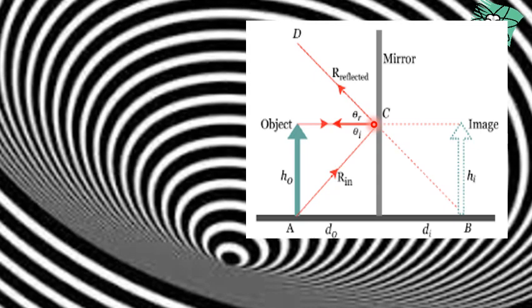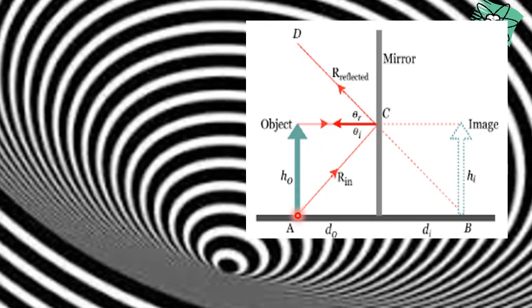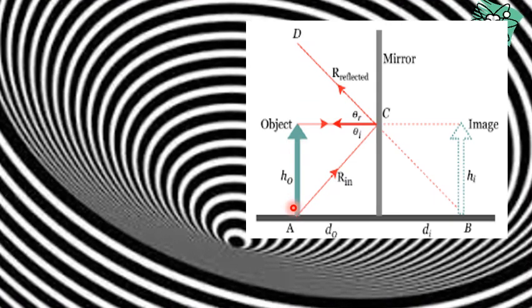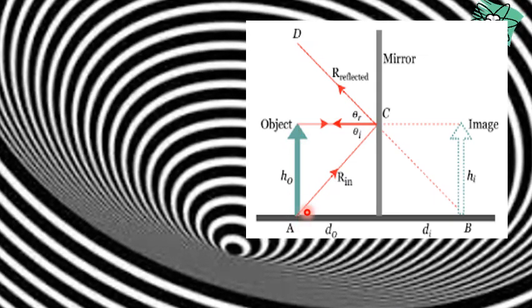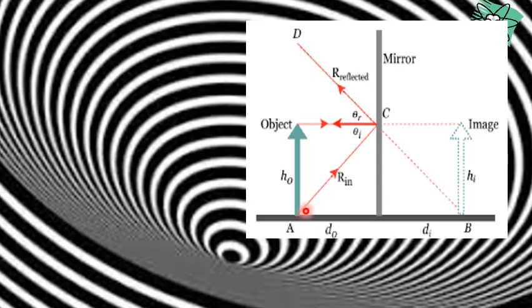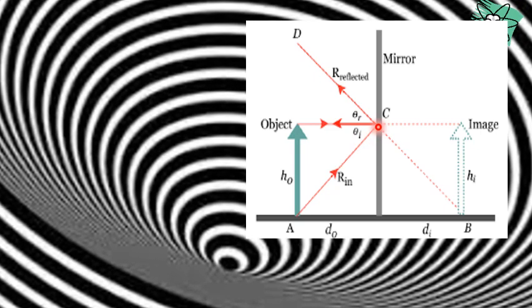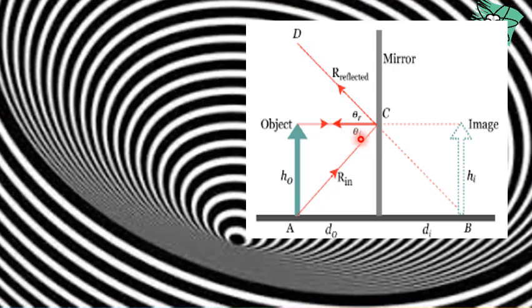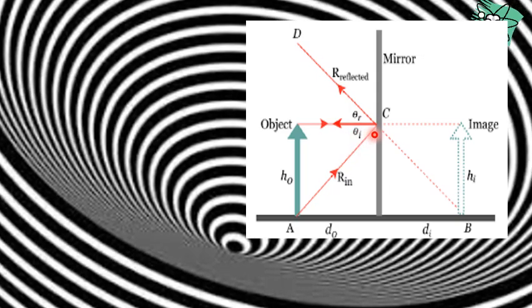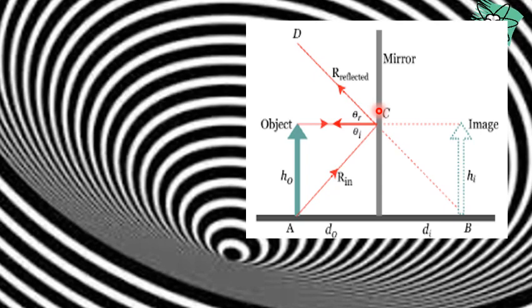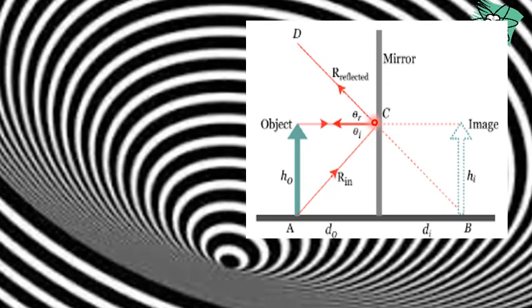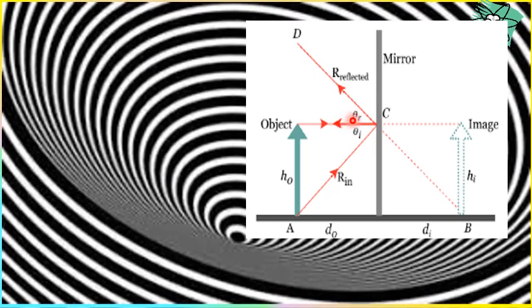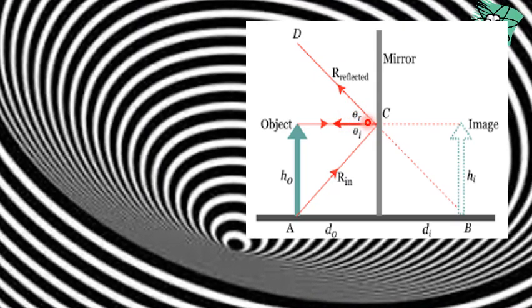Now, when another incident ray, starting at the tail of the arrow, which is representing the object, also at point A, when it hits or strikes the mirror at point C, it forms an angle theta I, known as the angle of incidence, so that when reflected from the mirror, it is reflected towards point D, forming this angle theta R, known as the angle of reflection.